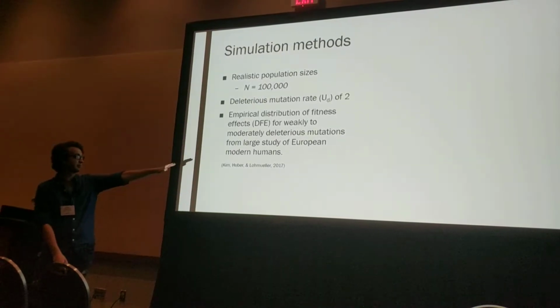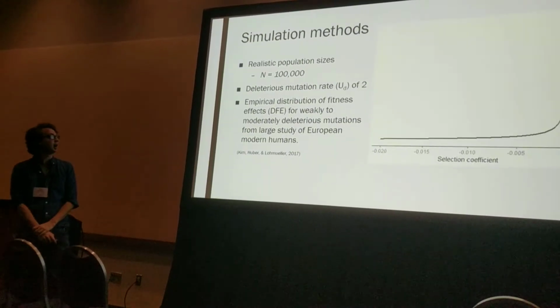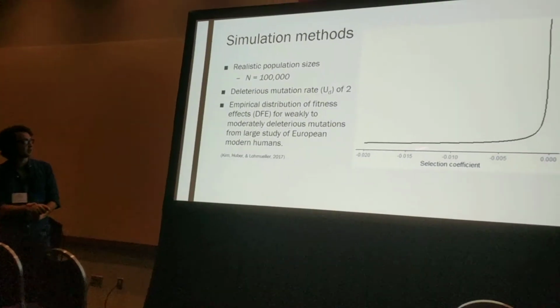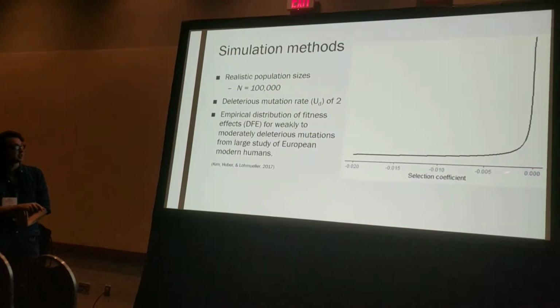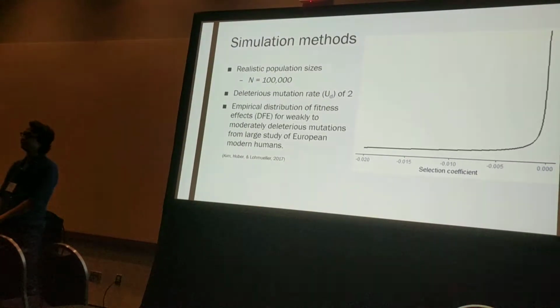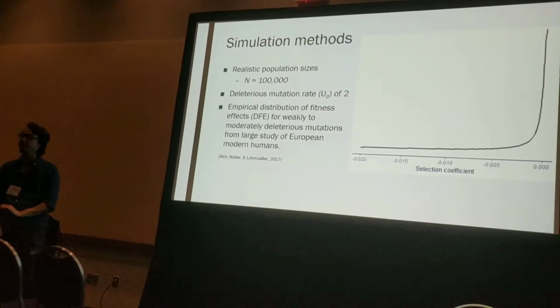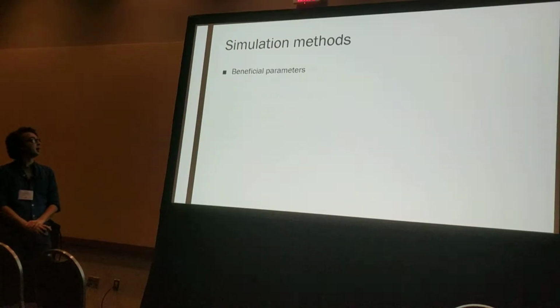This is just taken from this large study of modern European humans. Just to show you what this looks like, it looks something like this. Lots of small, weak deleterious mutations, and then a long tail of more deleterious stuff. I don't include lethal mutations. We should have another peak out here, but not that important.